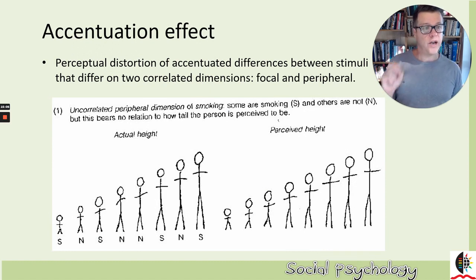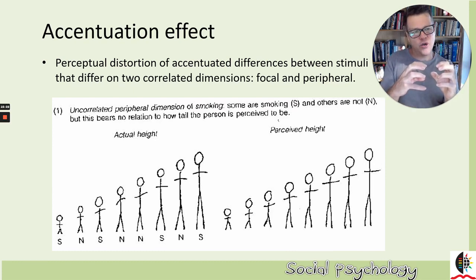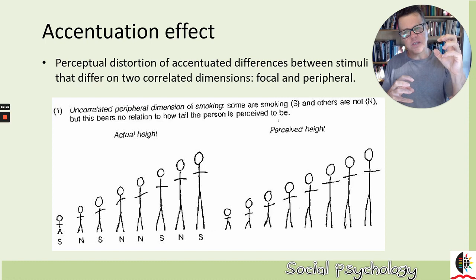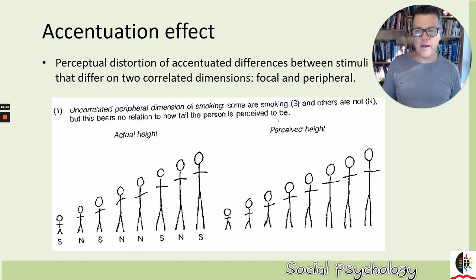A very important effect of categorization is the accentuation effect. Categorization treats everyone the same. They're all in this category. The accentuation effect accounts for almost an illusion where we accentuate the differences between categories. And this is a fantastic little experiment done in a Scandinavian country that illustrates it. You'll notice there's a complex definition of the accentuation effect: perceptual distortion of accentuated differences between stimuli that differ on two correlated dimensions, a focal and a peripheral.